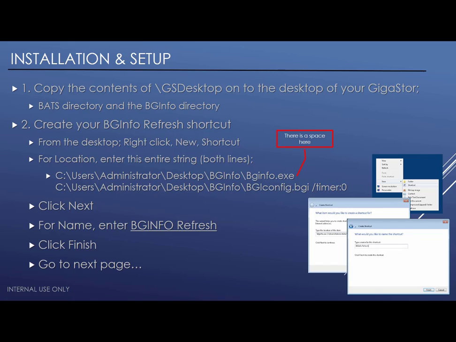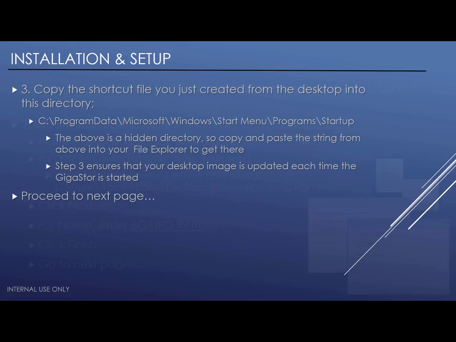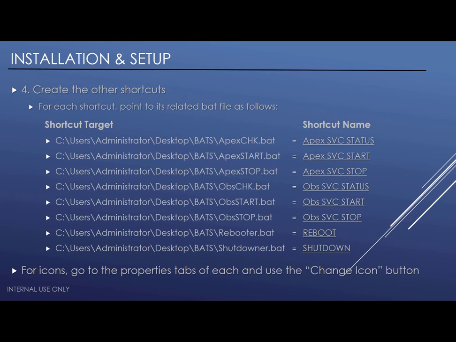So the installation and setup, basically it's 5 steps, and you're going to copy some things over from various directories, and it'll show you each step in sequence, and just follow those and you'll end up with a couple of directories on the desktop. One is BATS, one is BG Info, and then you'll end up with the shortcuts as well. And in here we show you how to do that and what the names are. Step 4 lists what the other shortcuts are that are needed. And these are optional. If you're not going to use Apex, you don't have to put those on.